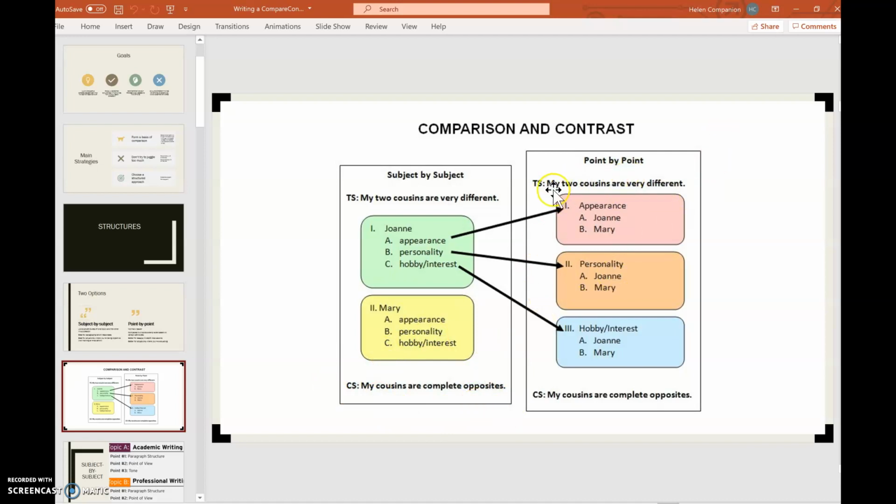In a point by point, your thesis statement is the same, but your first paragraph is going to talk about appearance, and it's going to talk about Joanne and Mary's appearance. Second, it's going to talk about personality. It's going to talk about Joanne and Mary's personality. Third, hobby, Joanne and Mary. And again, your conclusion is probably going to be pretty similar.